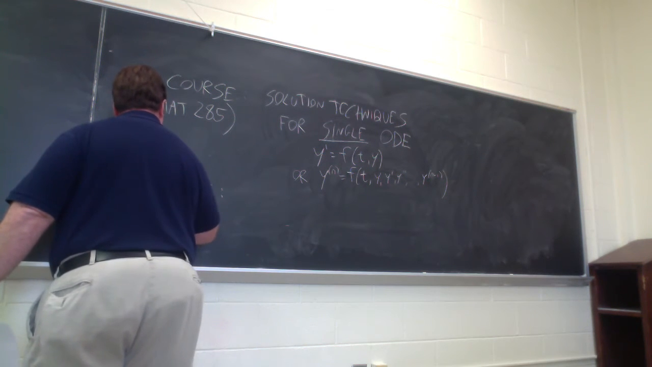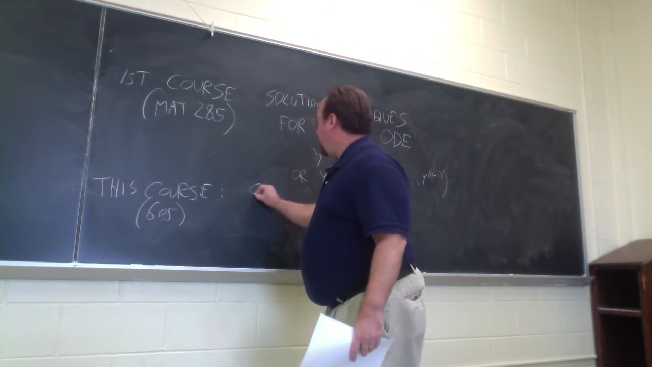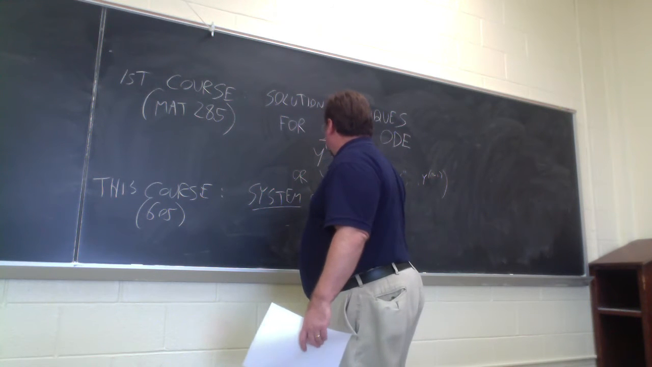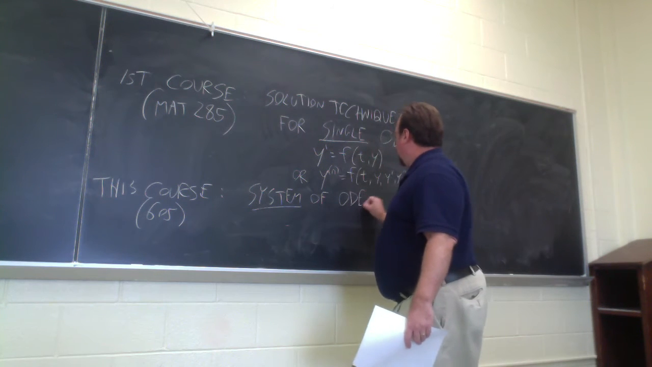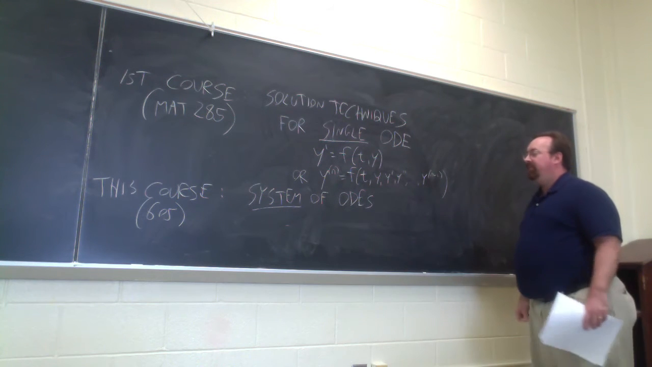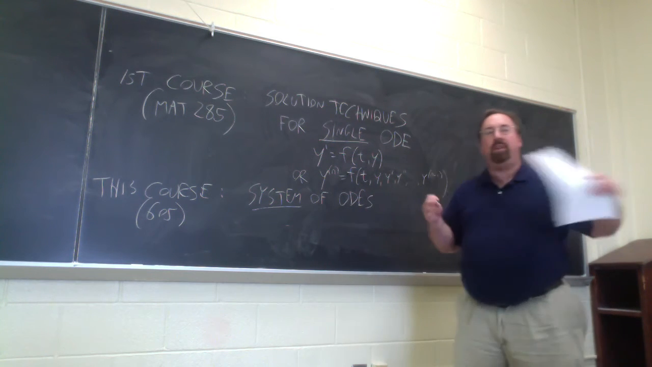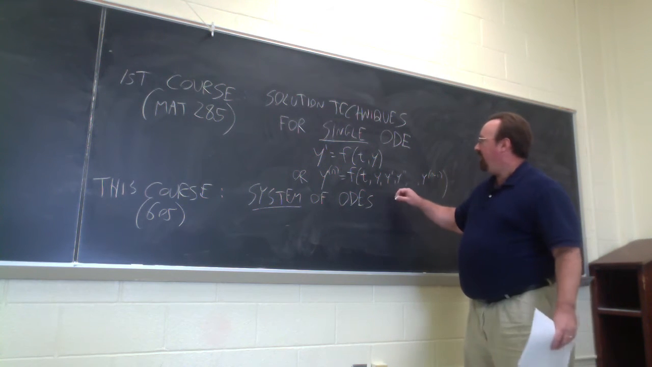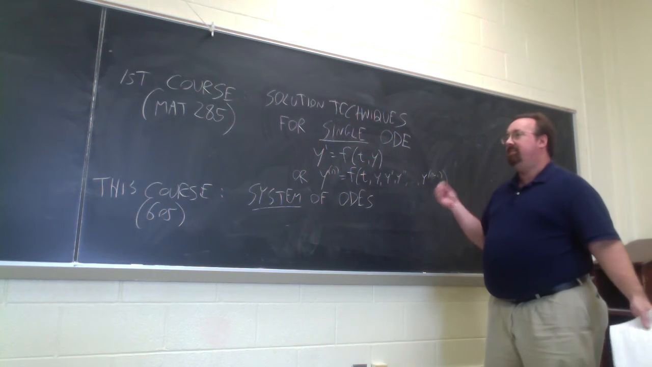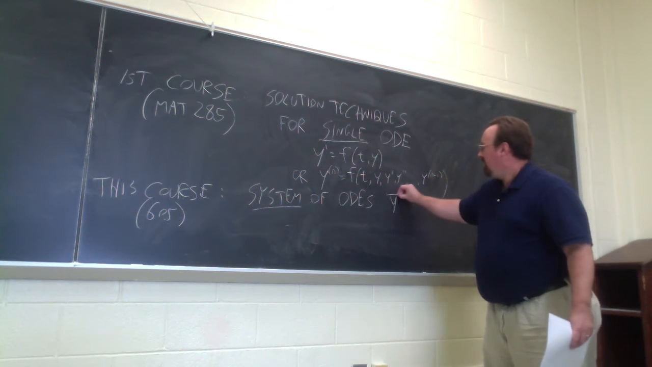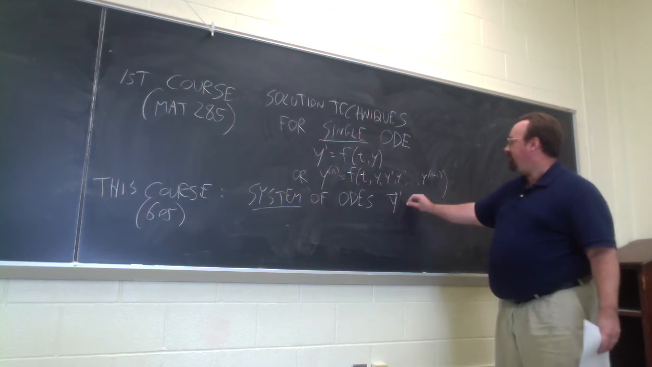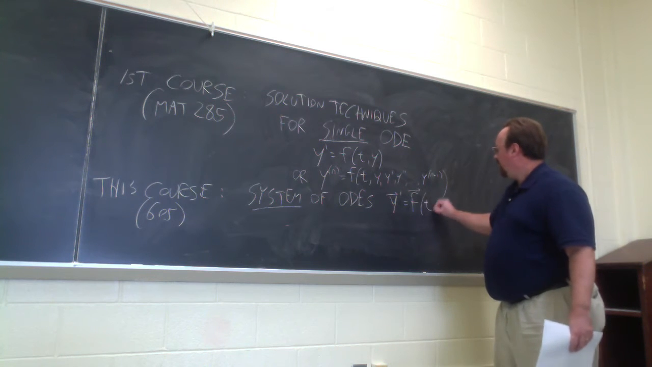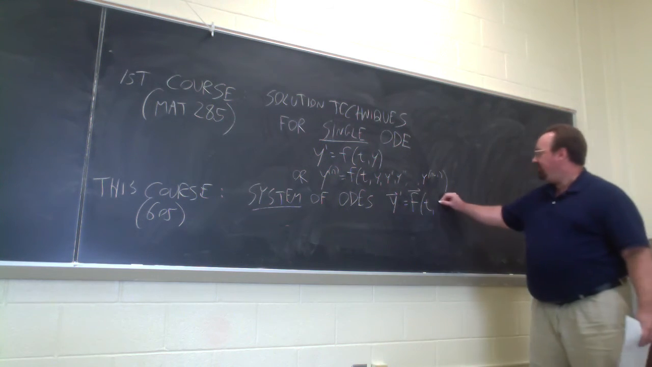Okay. Now, by contrast, in this course, Math 605, we deal with a system of several ODEs. So multiple ODEs that are all coupled together, and we're still depending on a single variable. Now, I can describe it similar to this, but using vector notation. So y is now a vector-valued function of t, and the time derivative is also a vector-valued function.